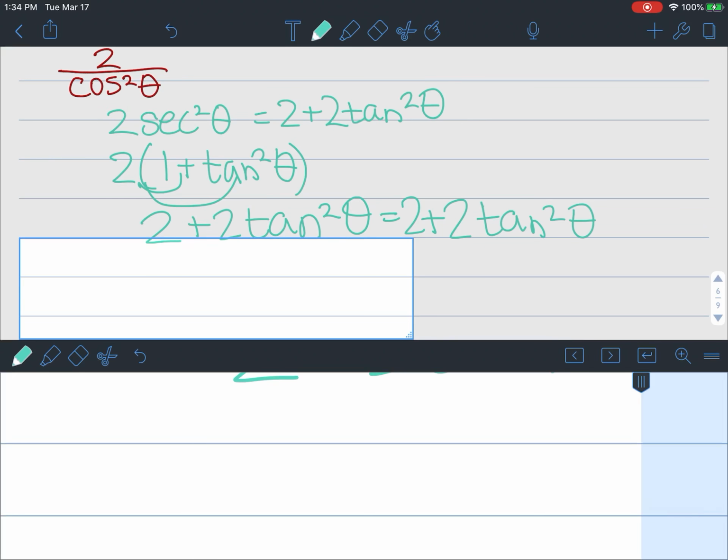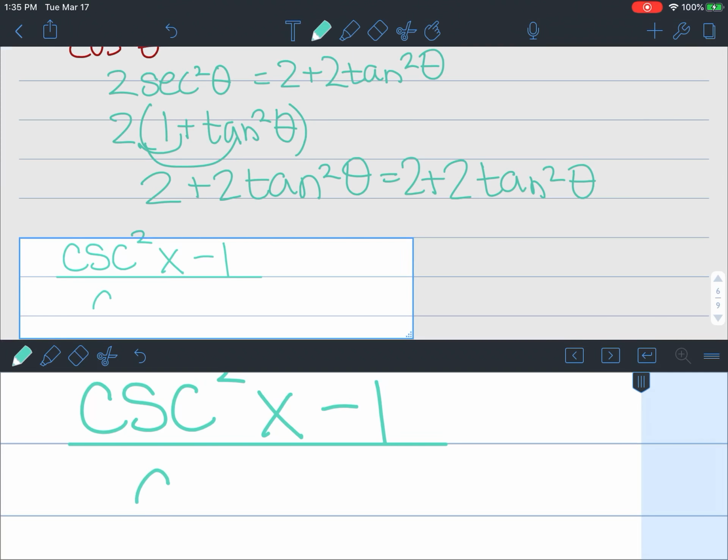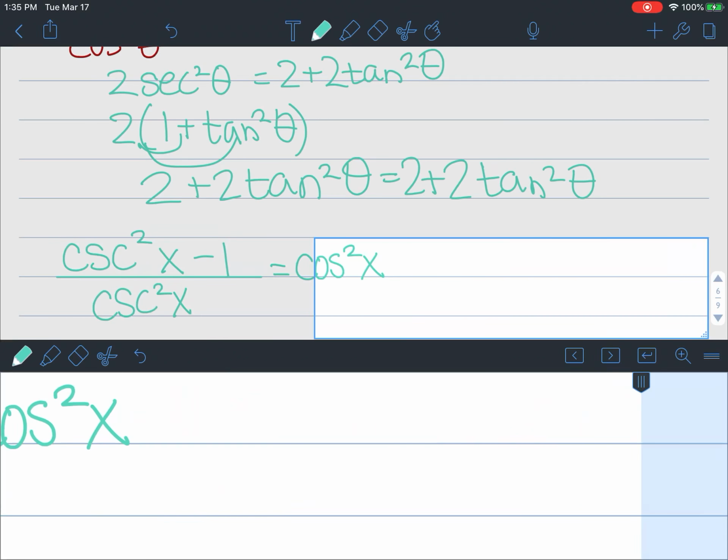Oh my gosh, it's the last problem. Okay, we have cosecant squared x minus 1 over cosecant squared x, and we're going to try to prove that this equals cosine squared x.